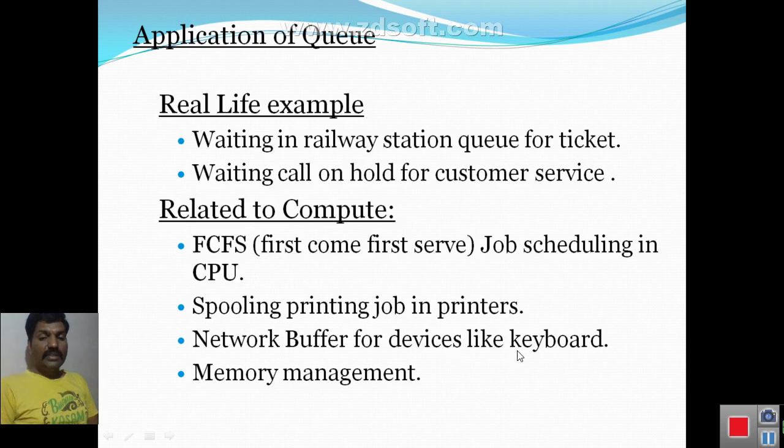Network buffer and keyboard. If you are using asynchronous communication between two computers in the network, computer one, the sender, may be sending very fast while the receiver may be receiving very slowly. So to adjust the data transmission between fast and slow computers, the slow computer has a queue buffer. It is going to store all the information and read the first input first, the second input second, the third input third. So it is based on the first in first out service.